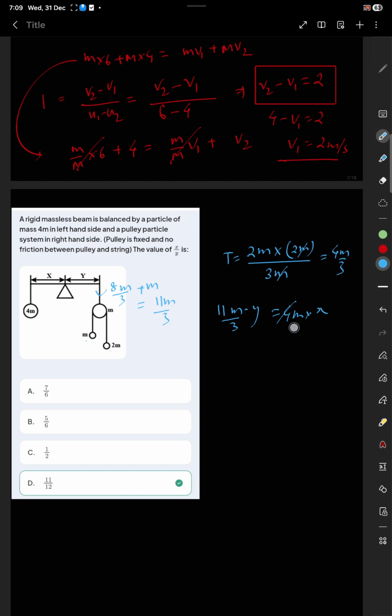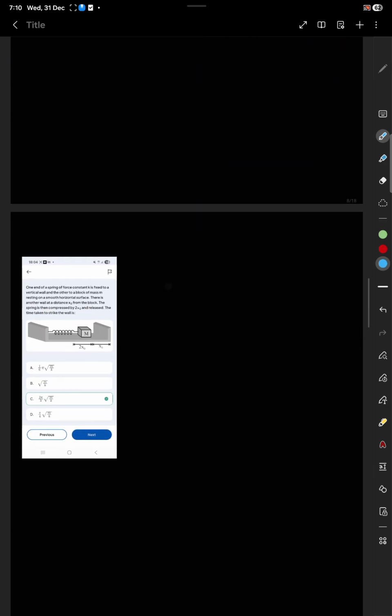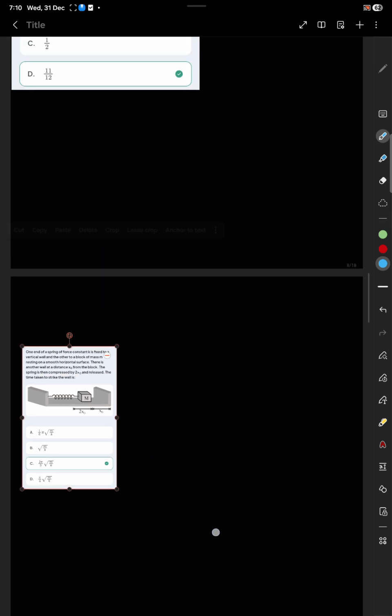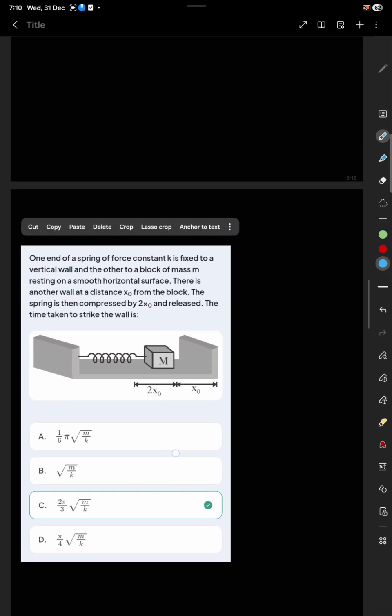The rest are all good. Cancel out, so x by y equals 11 by 12. This is your answer. If it had been asked that the pulley has some rolling motion, then the approach would have been different. If the pulley had some frictional force, then we would need to approach it in some other way.